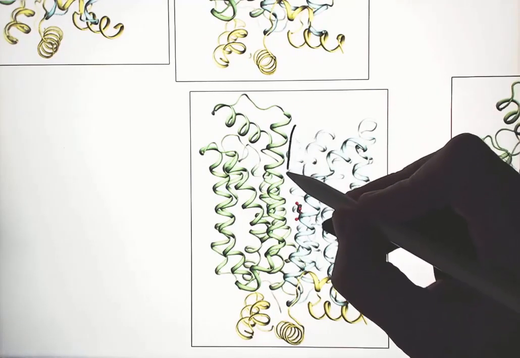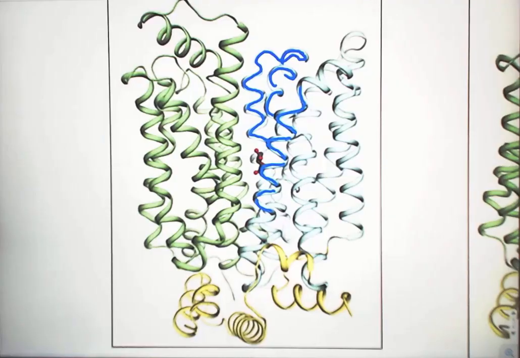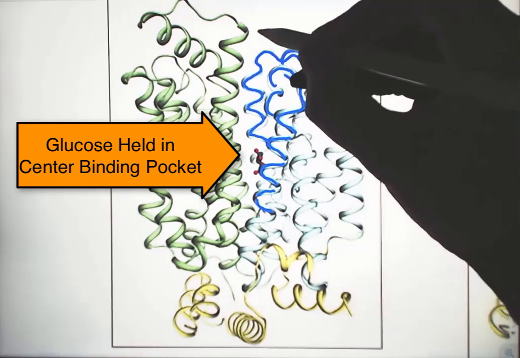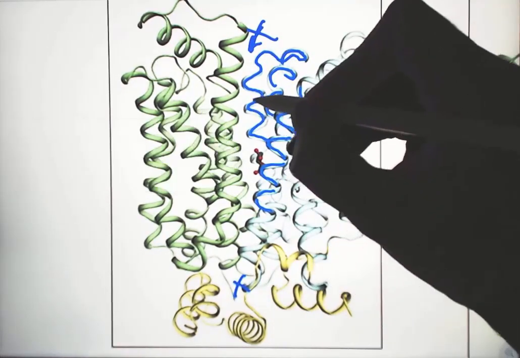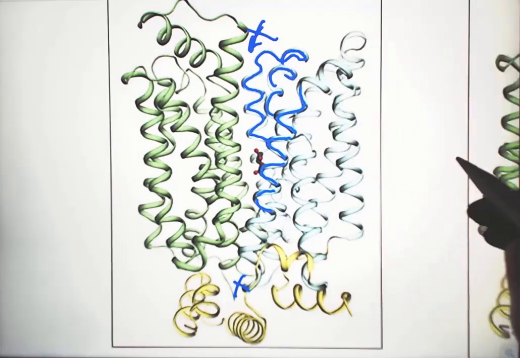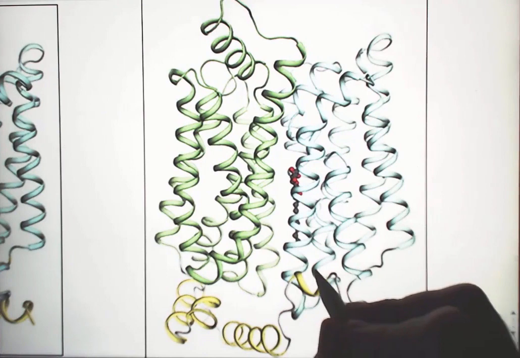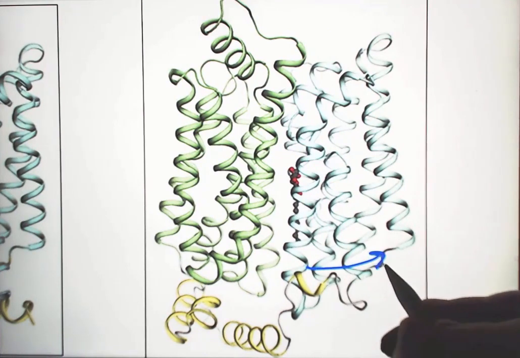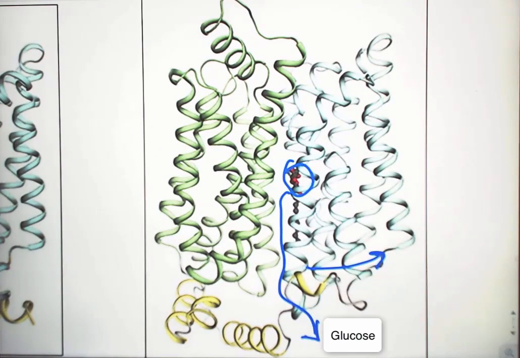At the next stage is a further movement. Notice now completely closed here, narrow here, and here. So glucose is now held in the middle, and it's closed at both ends. I've added a little bit of darker blue line here because the light blue is a bit faint. The next stage, the transporter rocks a little bit more. This part moves out, and glucose is now free to leave.